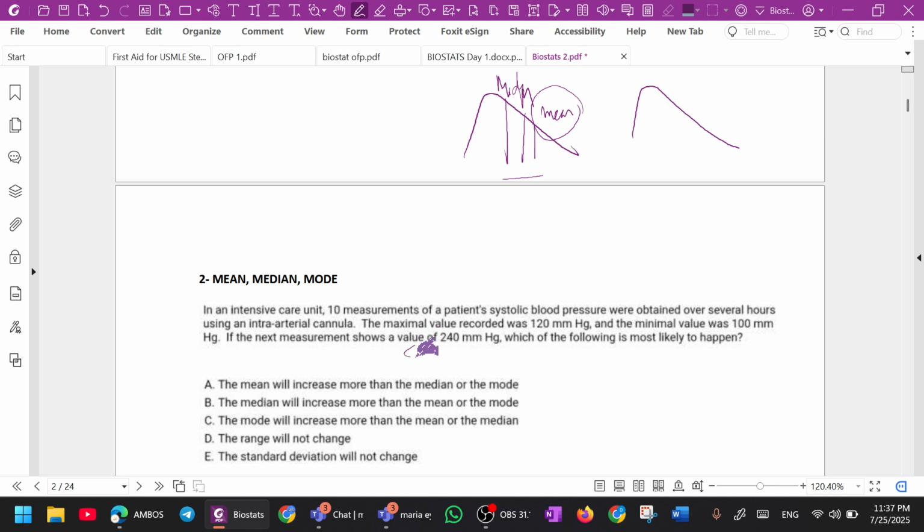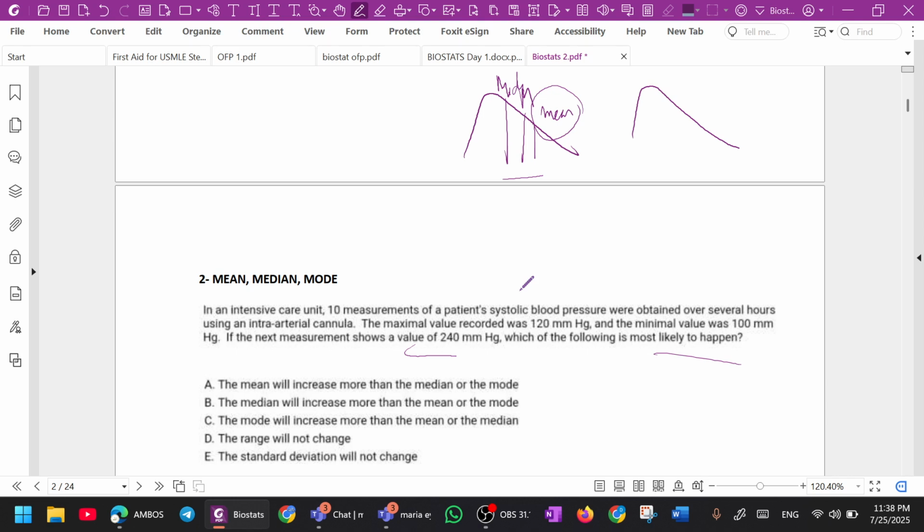If the next measurement shows the value is 240, which of the following is most likely to happen? So you need to figure out how you're going to understand those questions. Here they're giving you 10 measurements and then they're adding one. What's going to change? Is the mean going to change? Is the median going to change, or is the mode going to change? Is the range going to change? Is the standard deviation going to change? That's what they're asking you.